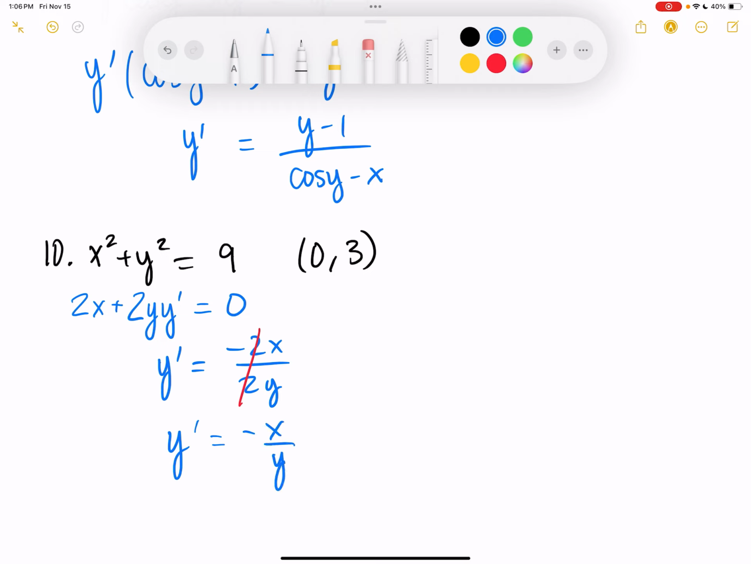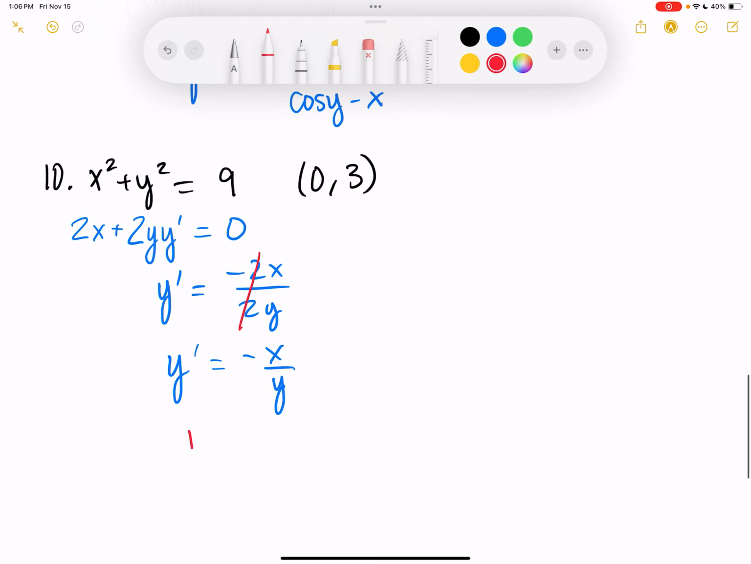So now I just take these numbers here for x and y and plug them in. So y prime equals 0 over 3. So that's equal to 0. So that is the slope at the point.